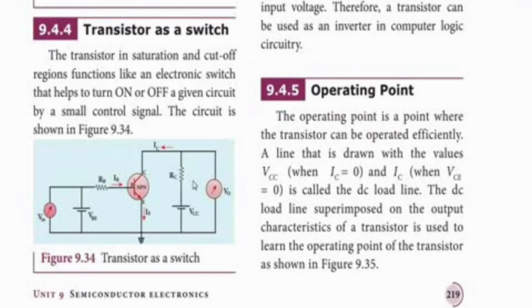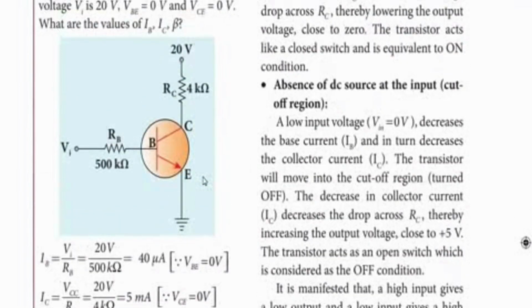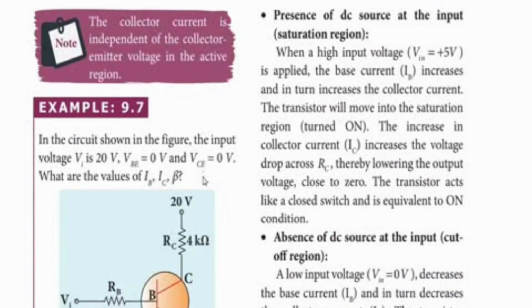Transistor as a switch. A switch has two options: one is on, another one is off. So now we are going to use the transistor as a switch. The transistor has dual states, one is on, another one is off. Now we are going to see how the transistor is used as a switch.